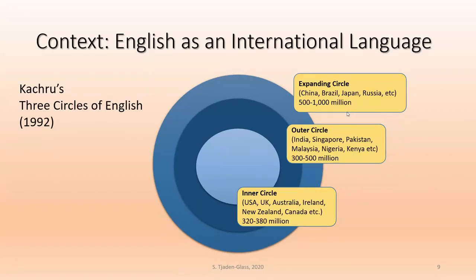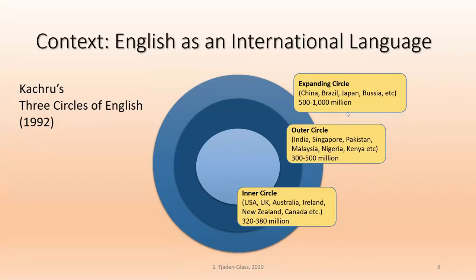Learning English in today's world is different than learning English in the past. In the past, a primary goal of learning English was to be able to communicate with native English speakers. However, today, learning English allows people to communicate with more than native English speakers. And that's what we see in Kachru's 3 circles of English. This diagram is helpful and useful in helping us understand the differences in how English is learned and used.